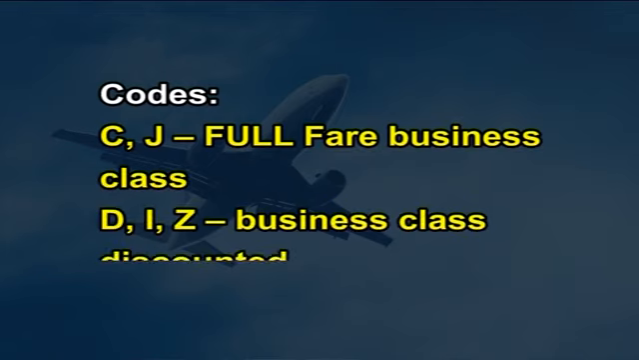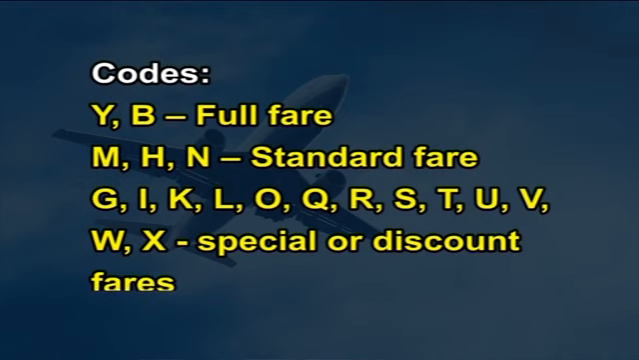The codes are Y, B, that means full fare, M, H, N stand for standard fare, and G, I, K, L, O, Q, R, S, T, U, V, W, X for special or discount fares.